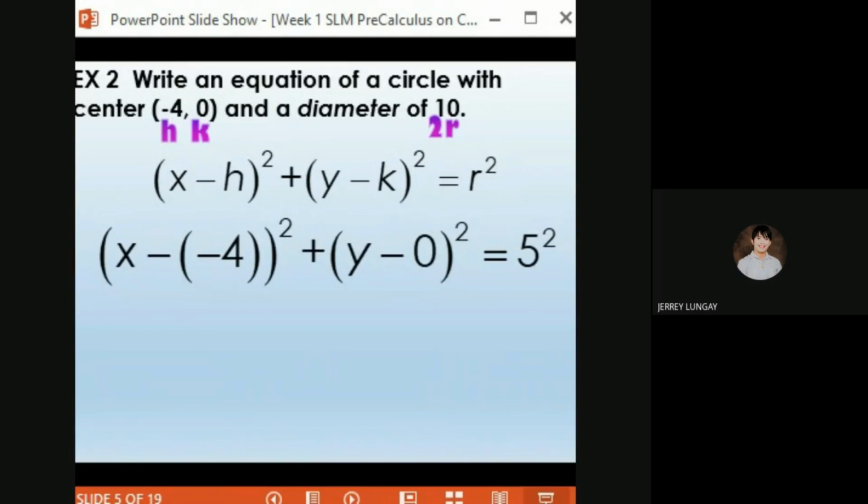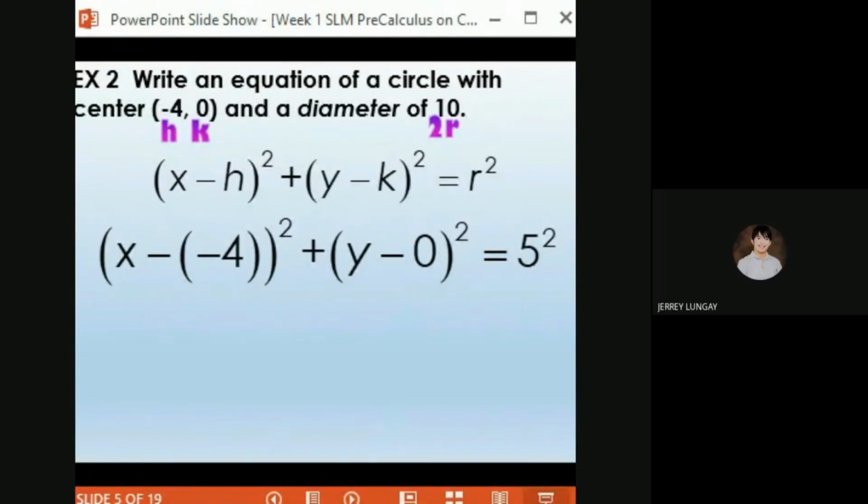Okay, Ria Jean. Very good. Can you explain why there is no y minus 0 squared? You answered x plus 4 squared plus y squared is just equal to 25. Why? Can you turn on your microphone, please? Go. Why is it that you did not include minus 0 there? Because 0 is imaginary, it disappears, sir. It has no value. Correct.